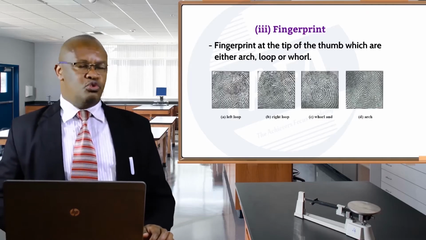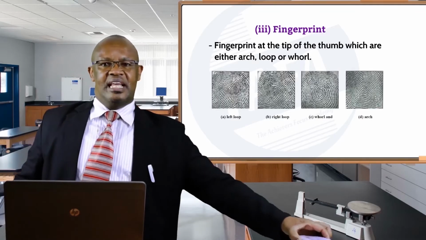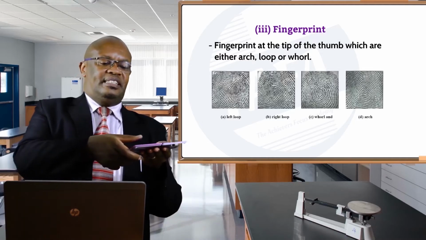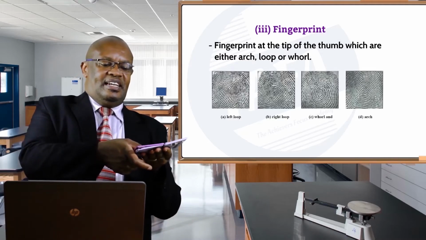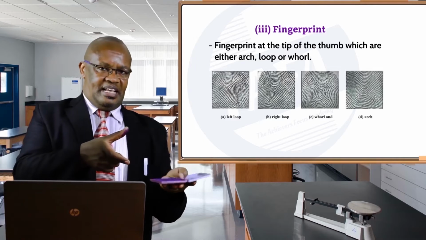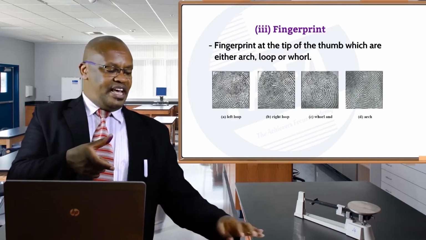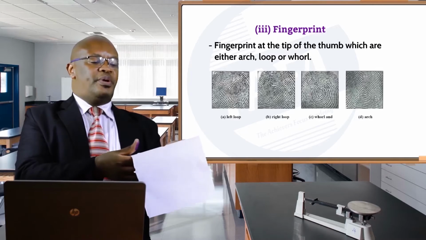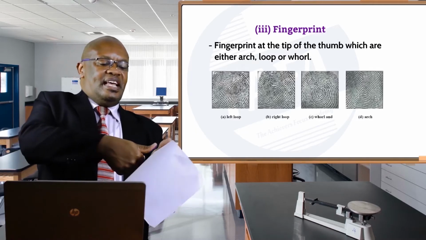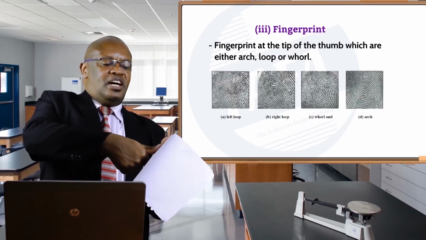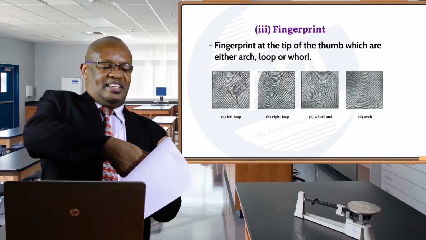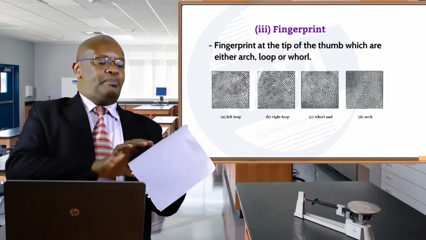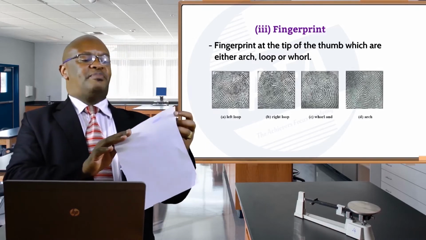Tab, you press it on the ink pad. Okay, like this. Okay, and then after that, you take a white paper and press the tab with ink on it so that it leaves the pattern of the fingerprint.